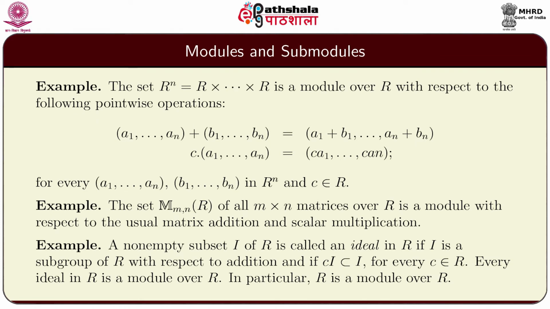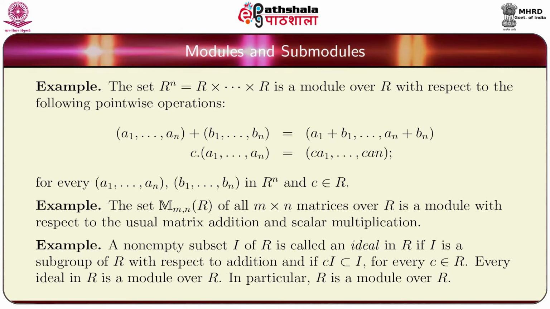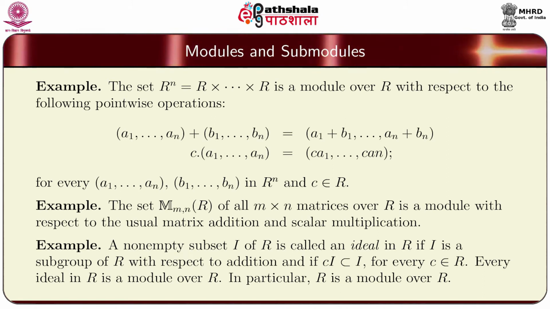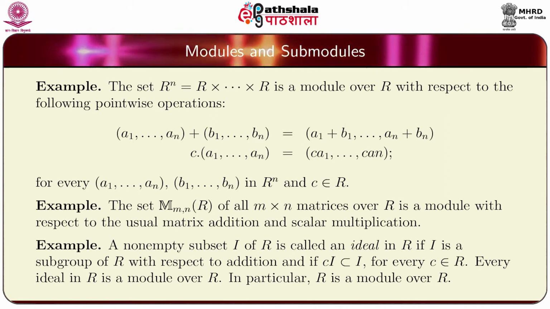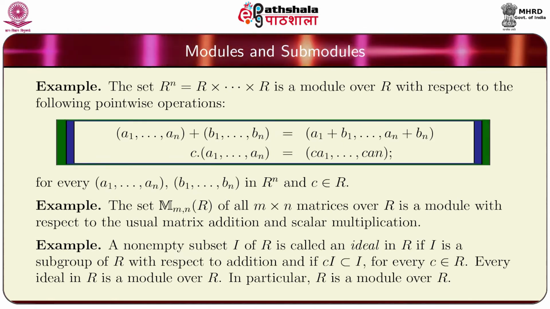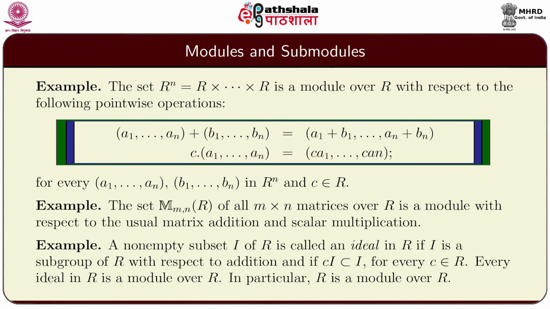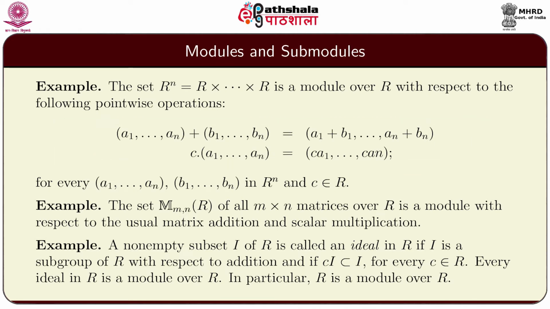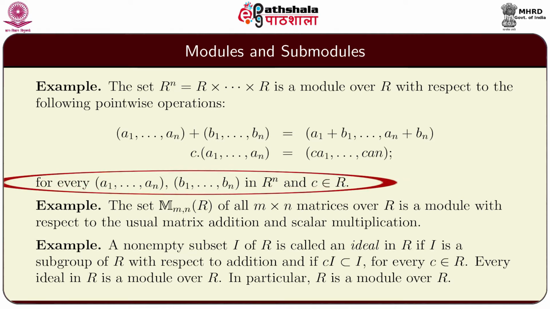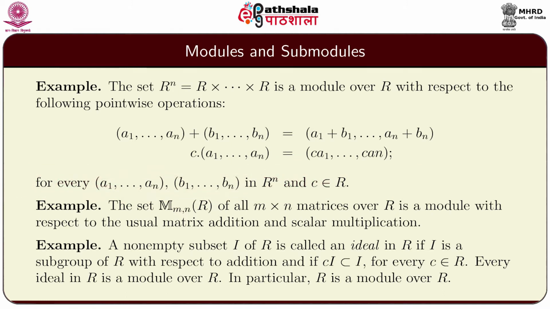Example, take the Cartesian product of the ring R n times, that is R raised to n. This is a module over R with respect to the following pointwise operations: the n-tuple (a1, a2, ..., an) plus the n-tuple (b1, b2, ..., bn) is the n-tuple (a1 plus b1, a2 plus b2, etc., up to an plus bn), and c dot (a1, a2, ..., an) is (ca1, ca2, etc., can), and this is true for every a's and b's in R^n and c in R. Another example, the set M_{m x n}(R), that is the collection of all m cross n matrices over the ring R, is a module with respect to the usual matrix addition and scalar multiplication.